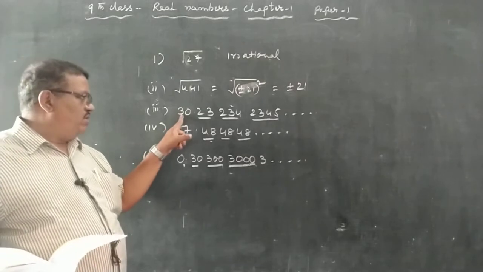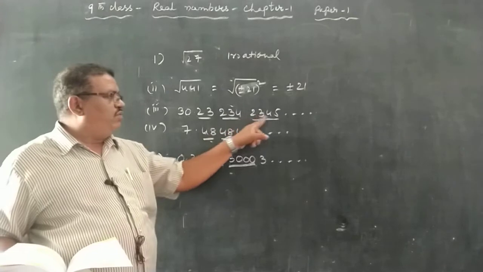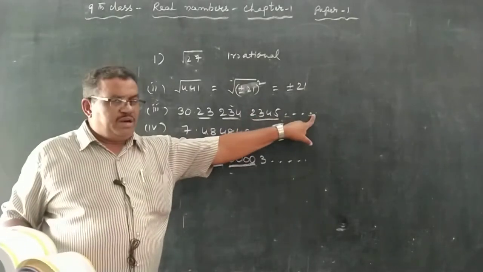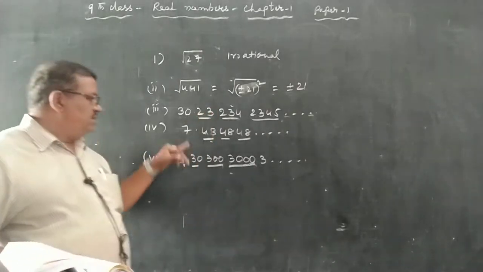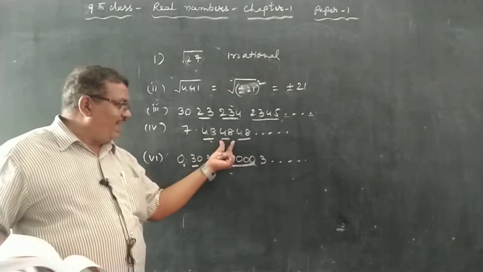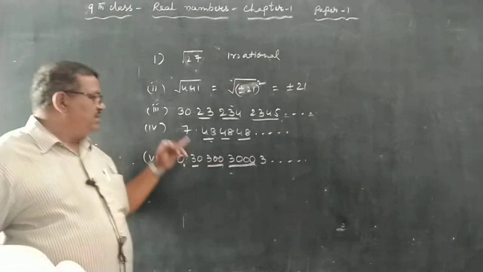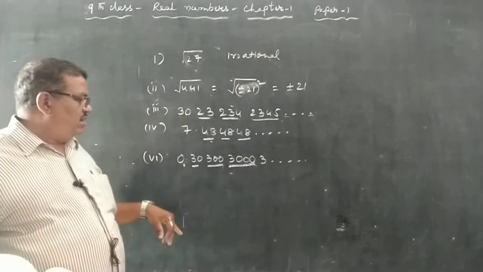See this one also: 30.2323423445. It is non-terminating and non-recurring, so it is irrational. This one is rational. Why? Because it is non-terminating but recurring, so it is rational. The one above is irrational.